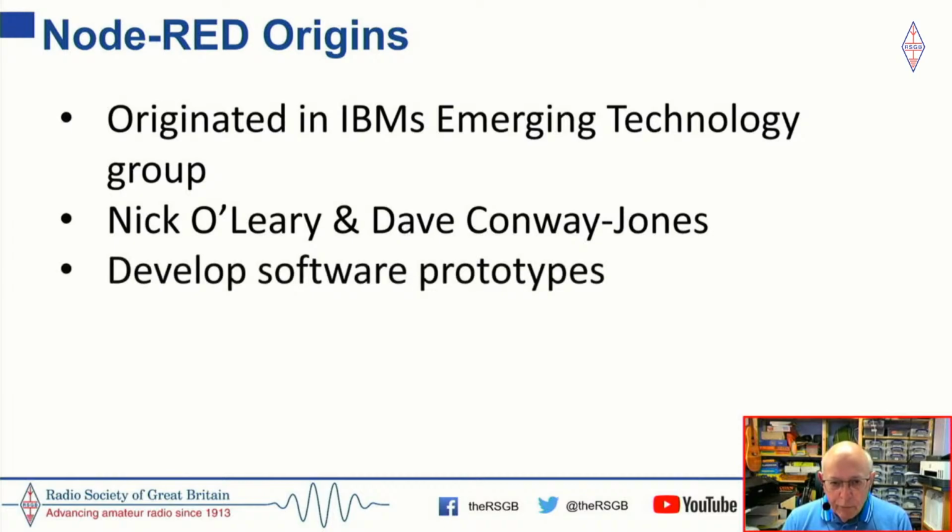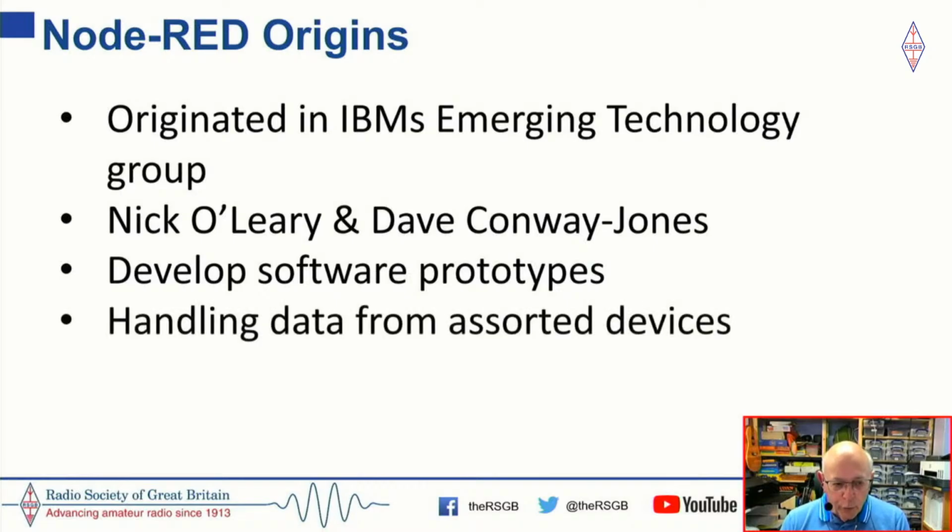And one of their roles in the Emerging Technology Group was to develop software prototypes for IBM. So a customer would come to IBM wanting to automate part of their factory, for example. In order to do that, they'd need to develop and knock together some software prototypes so they could demonstrate the capabilities and help sell the application.